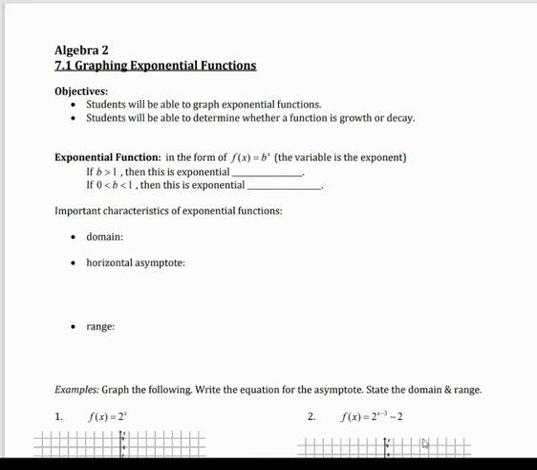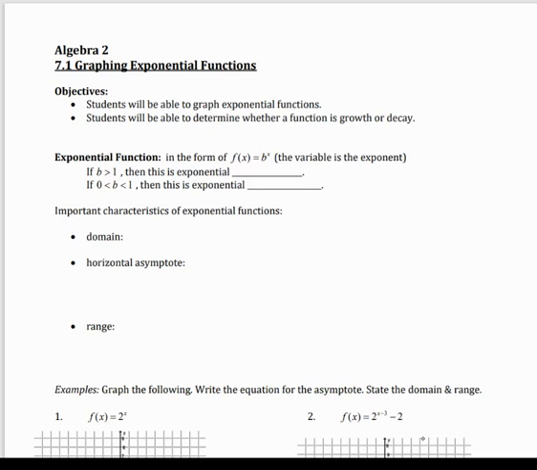Chapter 7 is on exponential and logarithmic functions. We're going to first focus on exponential functions. So an exponential function is in the form of f of x, or y equals b to the x. So that b is the base and will be some constant number, whereas x is our variable. So the exponent now contains the variable.